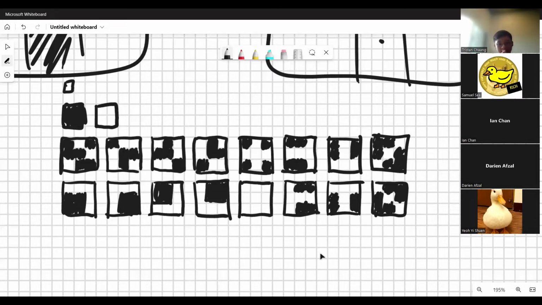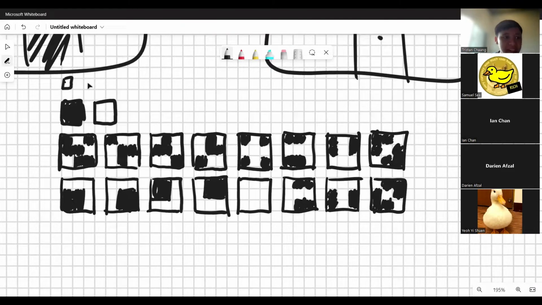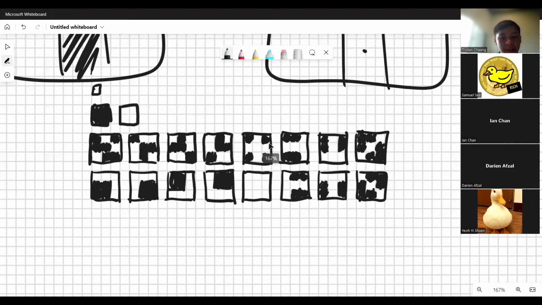Okay, yes, the answer is probably quite obvious by now. And here I've actually drawn every single possible coloring for a 3 by 3 square.